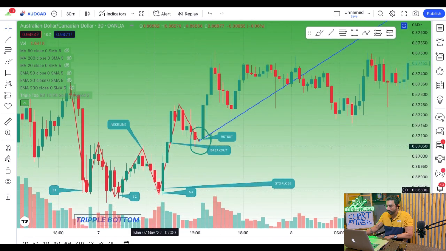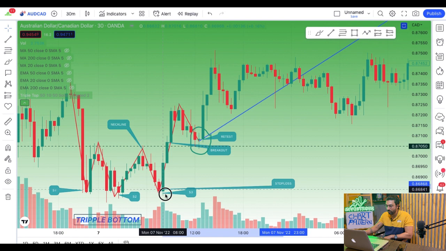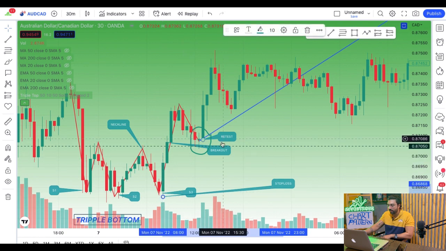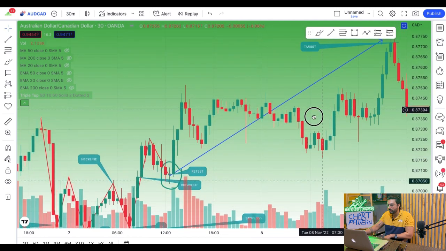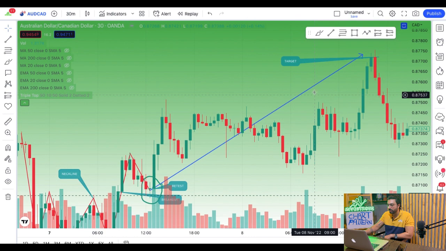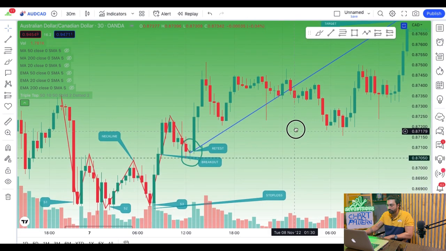Where should your stop loss be? Your stop loss should be below this third support or the support line. You can put your stop loss below that, and you can take the entry once the market retests after the breakthrough. And once the market retests, your target should be almost 1/2 or 1/3. It totally depends on you.